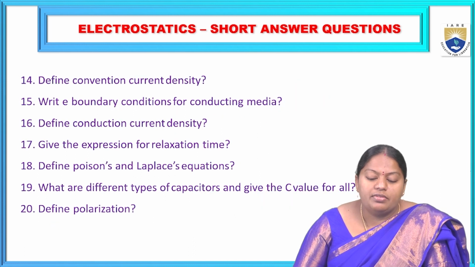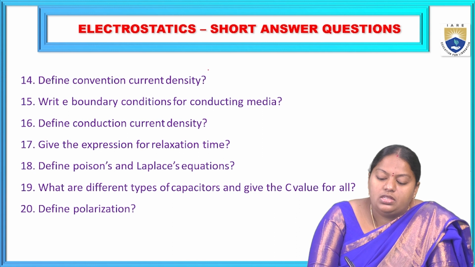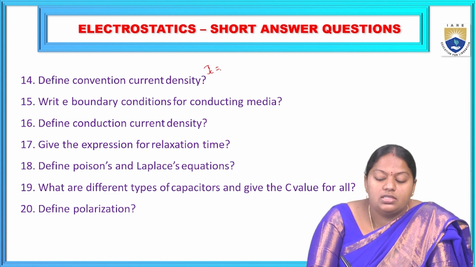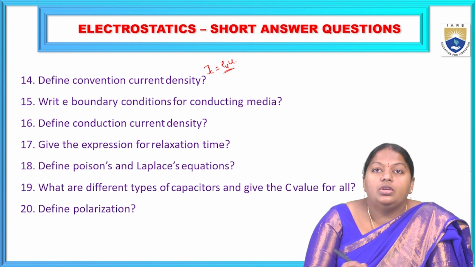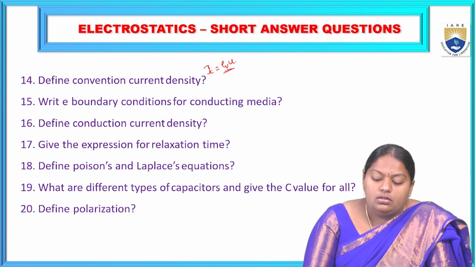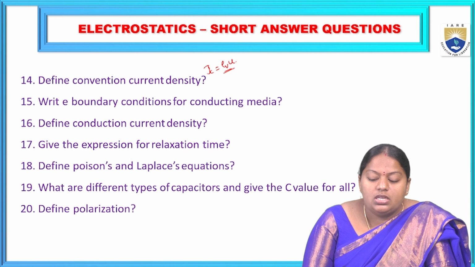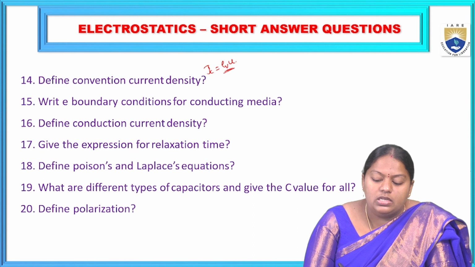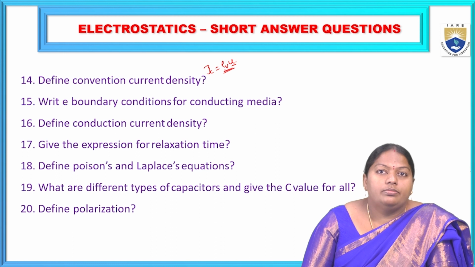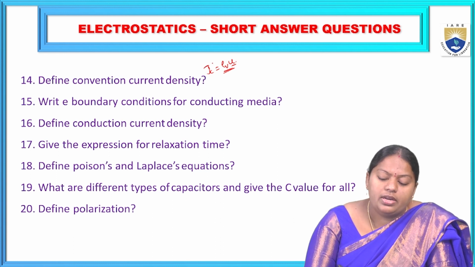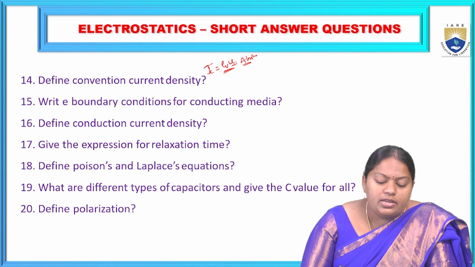Next is define convection current density. Just now we have seen that convection current density is represented with Jc, and it is given by rho v into u. Here rho v is the volume charge density, the number of electrons in a given volume, and u is the velocity of an electron. To produce this, it doesn't require any conducting medium, and it is measured in ampere per meter square.